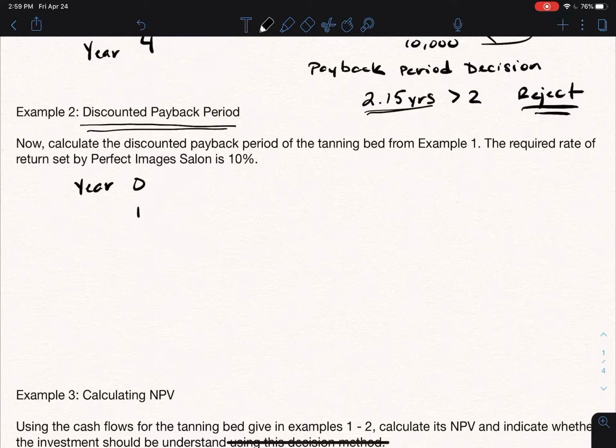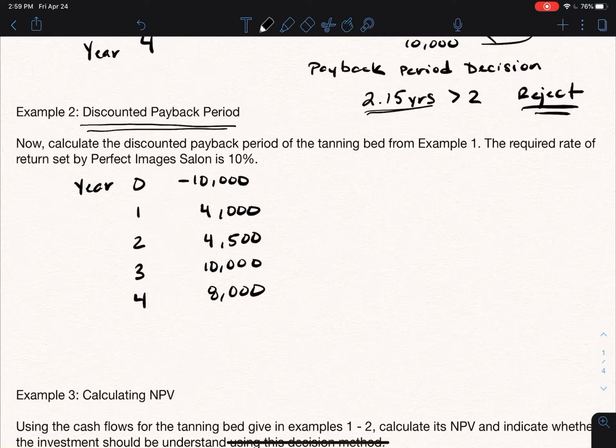So we have year 1, 2, 3, and 4. We have an initial investment of $10,000. We're going to have $4,000 in earnings in year 1, $4,500 in year 2, $10,000 in year 3, and $8,000 in year 4. Now you might ask, how do you incorporate the time value of money into this method? How does that work?